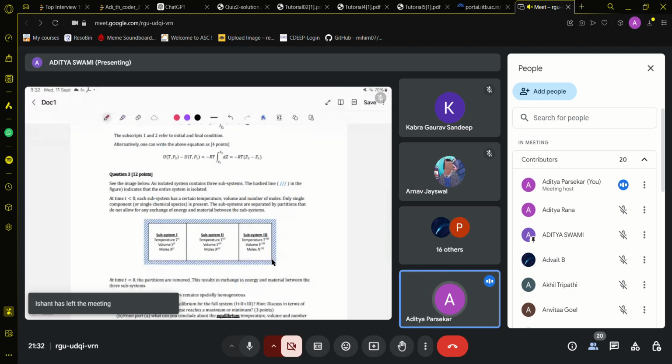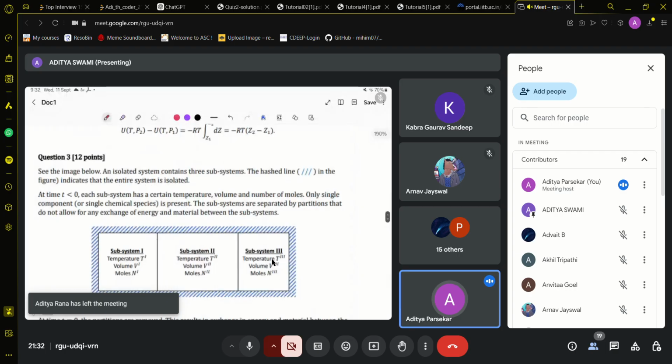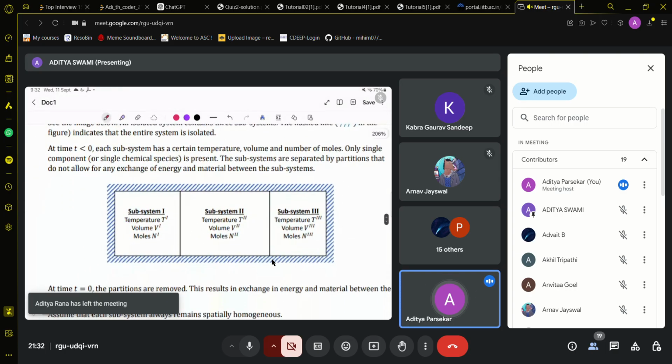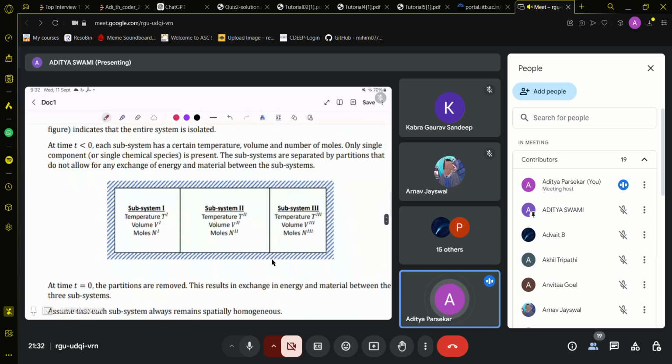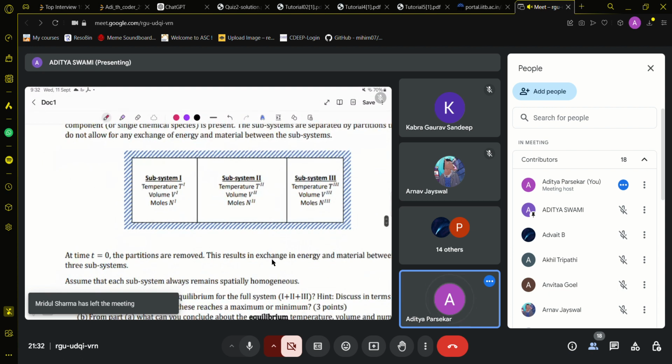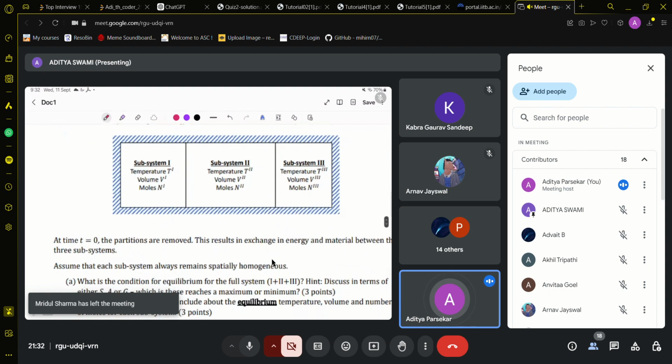That means there's going to be no mass and no energy exchange between the surroundings and the system. Initially, you have the system at different conditions. You have T1, V1, N1, and similarly for the other cases as well. Now at t equals 0, you remove the partitions. So now there is energy and material exchange within the subsystems, but you have to notice here that there's still nothing with the surroundings. Now they've asked us what is the equilibrium condition for the entire system.